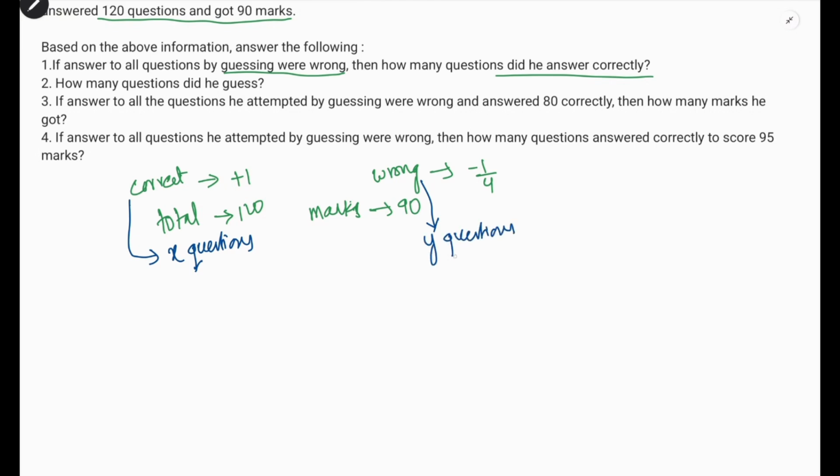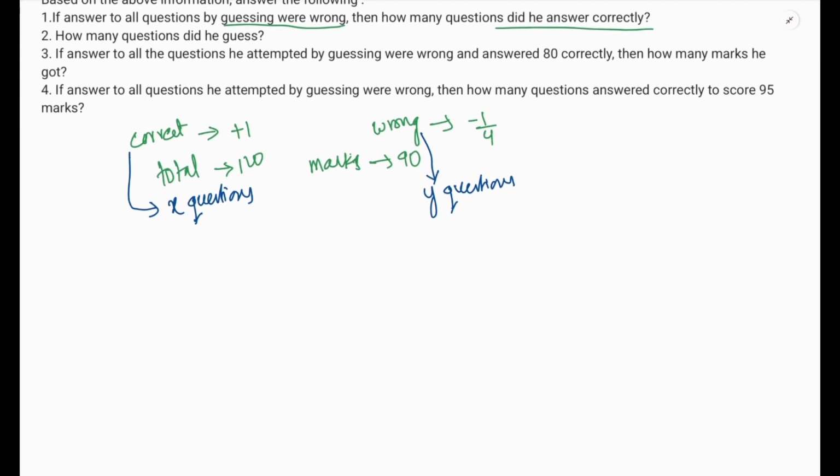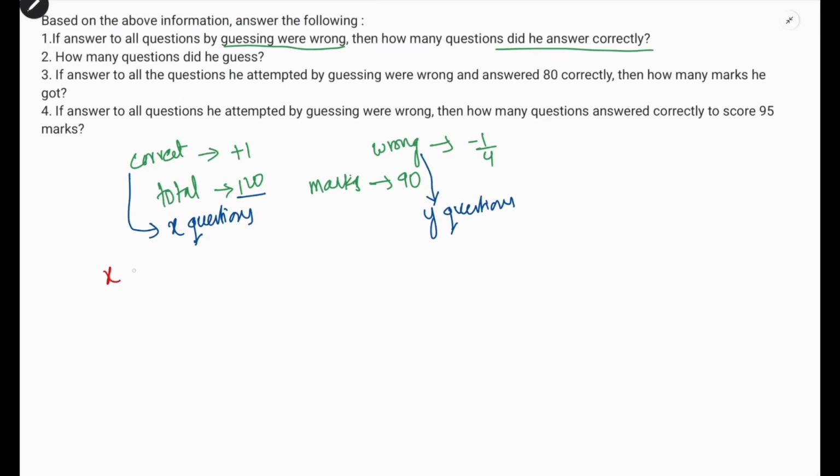He answered y questions wrong. Now we will form the linear equations. How many questions are there in total? 120 questions. How many questions he attempted correctly is x and how many questions he attempted wrongly is y. So the total number of questions is 120. This is the first equation.